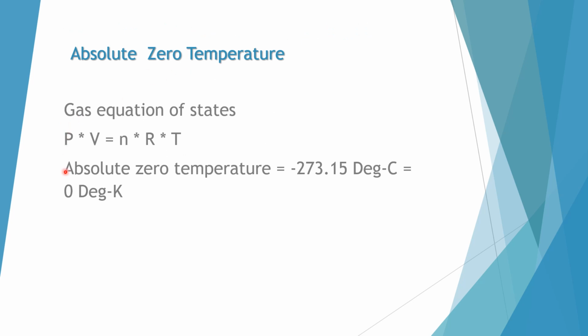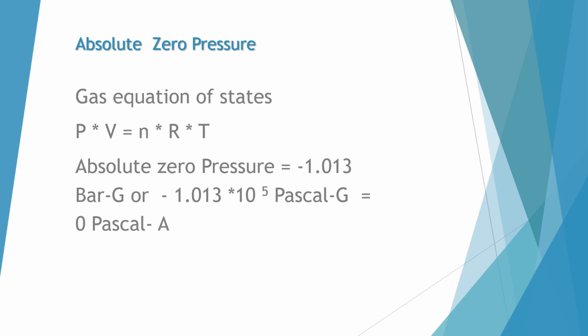Absolute temperature. Absolute temperature is minus 273.15 degrees Celsius, which is 0 degree Kelvin. Similarly, for absolute pressure, it is minus 1.013 bar gauge or 0 bar absolute. In Pascal, it is minus 1.013 into 10 to the power 5 Pascal.